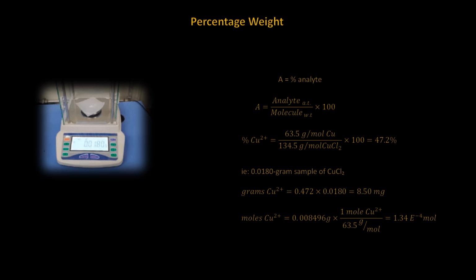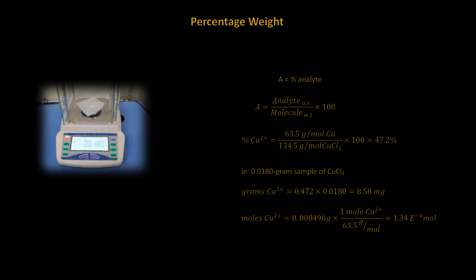This can be taken a step further. Now the gram weight of the copper-2 in this mass of copper-2 chloride precipitate would be the 0.180 grams multiplied by the 47.2%, or 0.180 times 0.472, which equates to 8.50 milligrams.